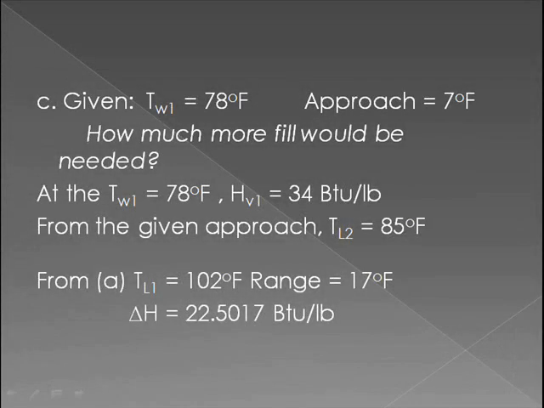For the last part of sample problem number 1, we are asked to find how much more fill would be needed if we are given the wet bulb temperature equal to 78 degrees Fahrenheit and the approach value equal to 7 degrees Fahrenheit. At the wet bulb temperature 78 degrees Fahrenheit, we could get the value of HV1 equal to 34 BTU per pound. And from the given approach, we'll arrive at TL2 equal to 85 degrees Fahrenheit. From the values of A, we have TL1 equal to 102 degrees Fahrenheit, the range equal to 17 degrees Fahrenheit, and delta H is equal to 22.5017 BTU per pound.